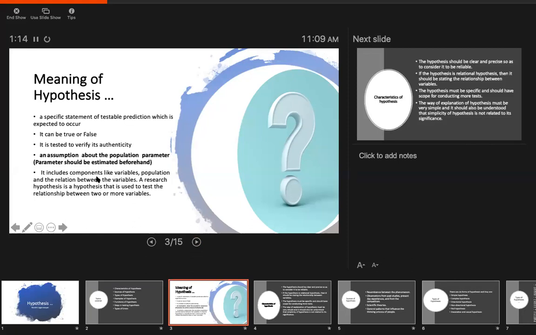So here we will be talking about technical terms like variables, population, and the relation between the variables and the population. Now we'll be talking about a research hypothesis, which is used to test the relationship between two or more variables. So we will be using terminologies like population, variables, etc. And as we come across the terms, I will be telling you the meaning.